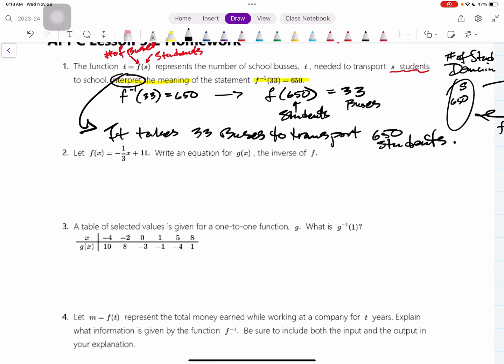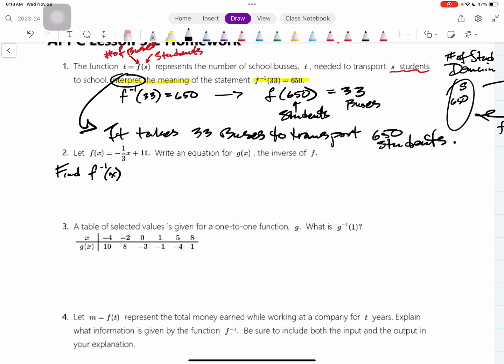Number 2: f of x is equal to negative 1/3 x plus 11 is a linear function. Write the function g, the inverse of f. I don't know why they say that. Basically, we have to find f inverse, the inverse of f, which is written like this, f inverse. I don't know why they call it g when the inverse of f is called f inverse. That doesn't really make sense.